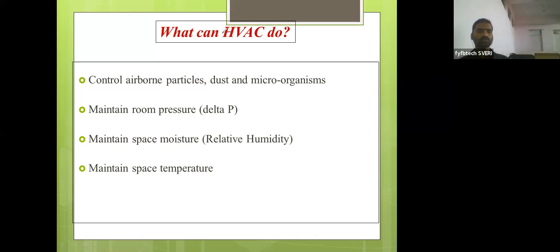So in the multiple choice questions, we will ask which one is not a function, or which one is a function of HVAC. He will give any three among the following, and the fourth option will be all. You should select the most appropriate one.